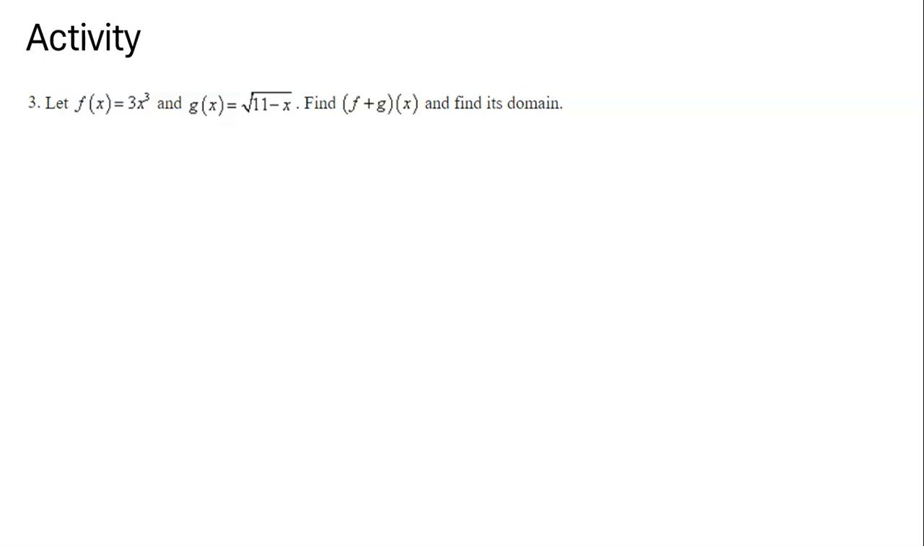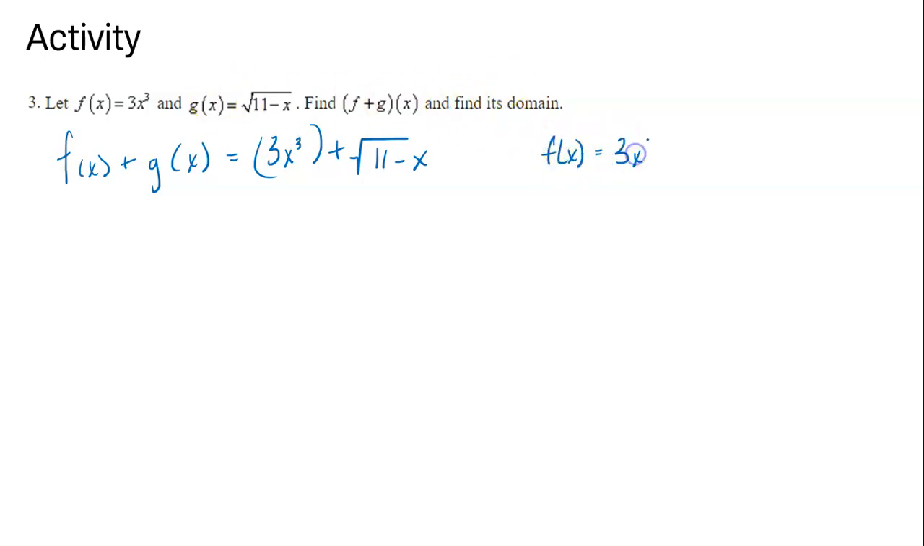F of x is that. G of x is that. Fine. Okay, so we want f of x plus g of x, 3x cubed, plus that. So we have that. And the domain for f of x, which is equal to 3x cubed, is all real numbers.